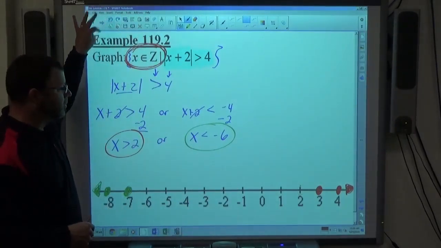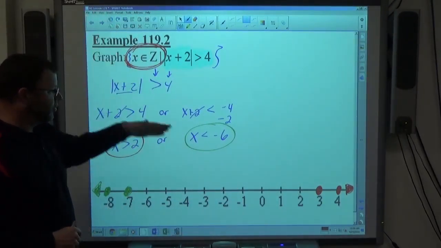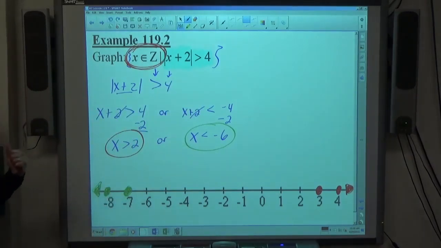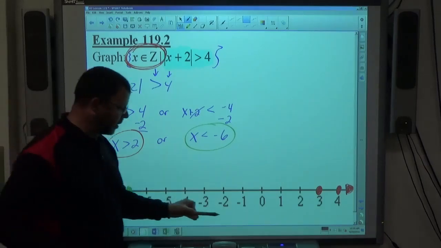Integers don't have that problem. The very first integer that's true is 3. Then go that way. The very first integer that's true is negative 7. Then go this way. So you want to graph it in that manner.